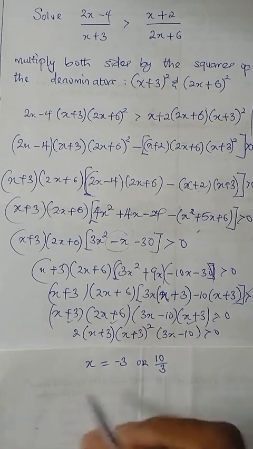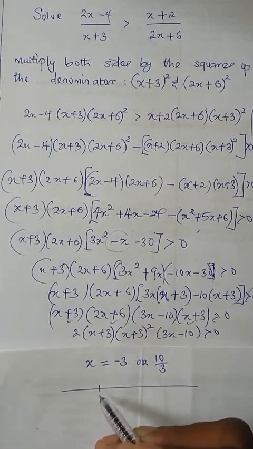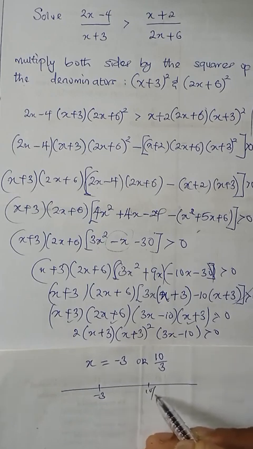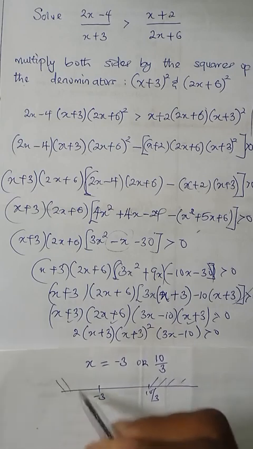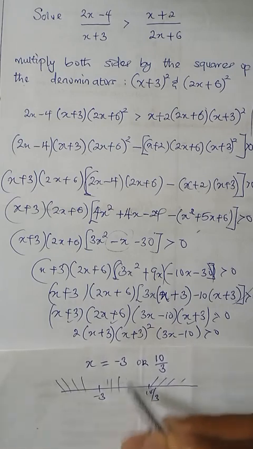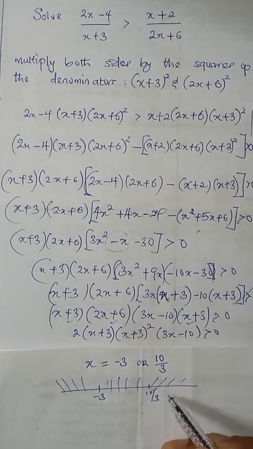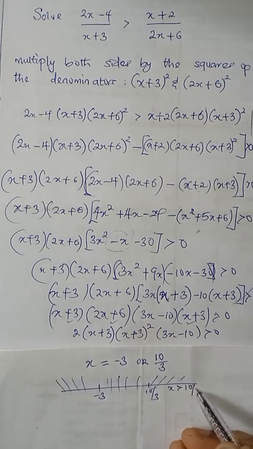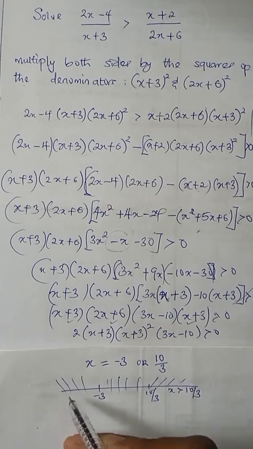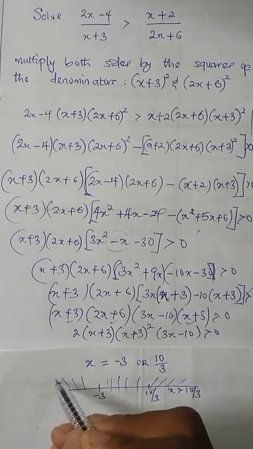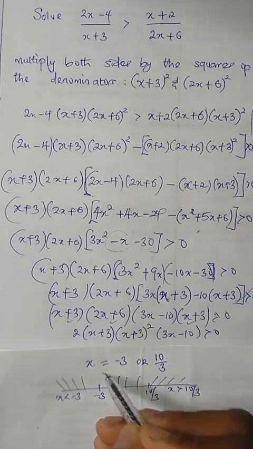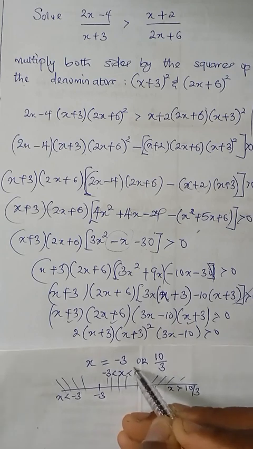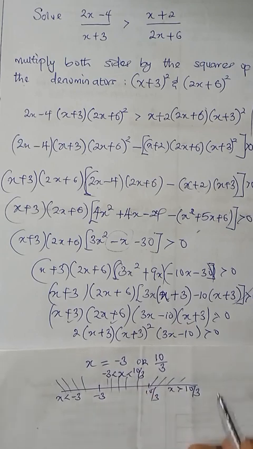it means our possible range will be, if I draw a number line just to be clear, either in this direction, or in this direction, or in this middle direction. Anything in this direction is x greater than 10 over 3. Anything on my left side is x less than minus 3. Anything here in the middle is minus 3 less than x, which is less than 10 over 3. So I'm going to use that to find my answer.